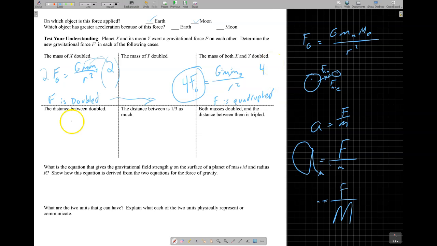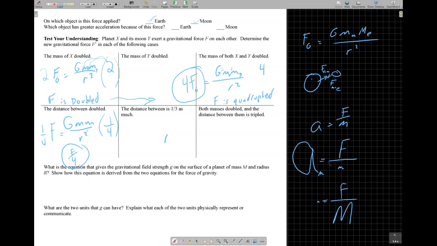The distance between them is doubled. G M M over R squared. So again, it's kind of like I'm writing in a 2 there, but I don't like to do that. Remember that whatever you're doing to your radius, we are squaring that. So 2 squared is 4. So I'm multiplying the right side of the equation by 1 over 4. I'm going to multiply the left side of the equation by 1 over 4. So I get gravity is reduced by 4.